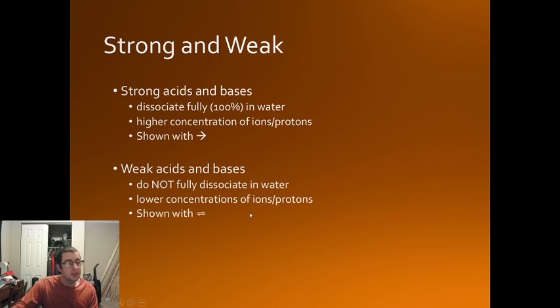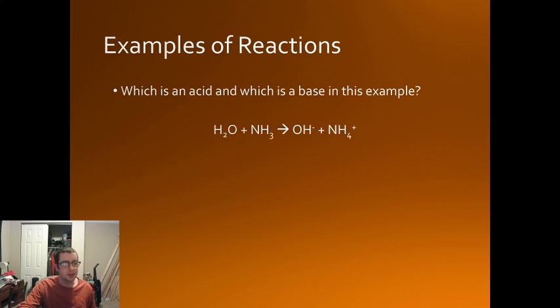And that's shown with an equilibrium arrow, which is where you have two half arrows kind of stacked on top of each other. So any time you have a weak acid and base, we're going to use those equilibrium arrows because it can actually go back and forth both ways. And we'll talk a little more about that here in a bit.